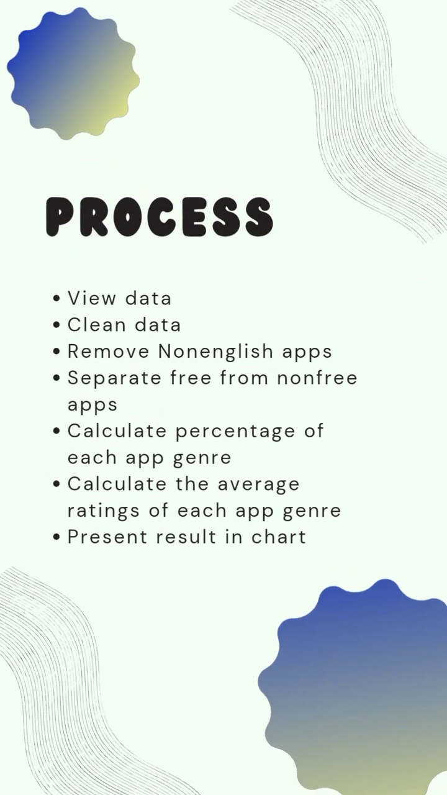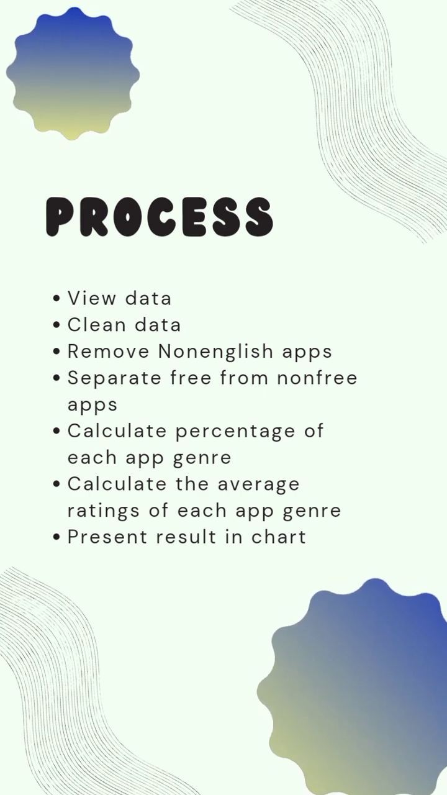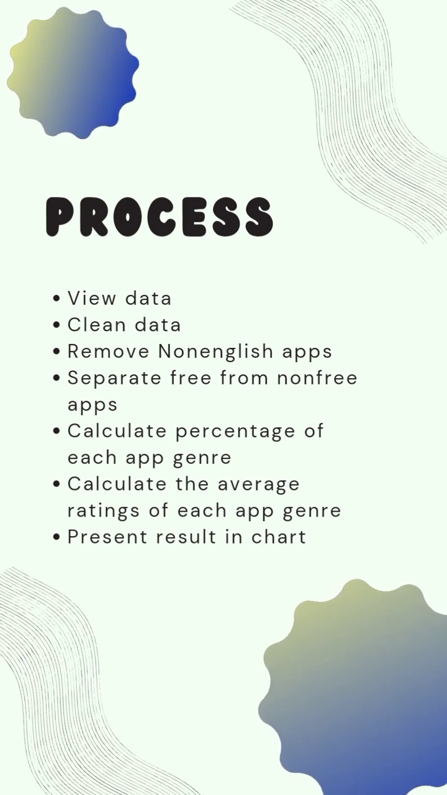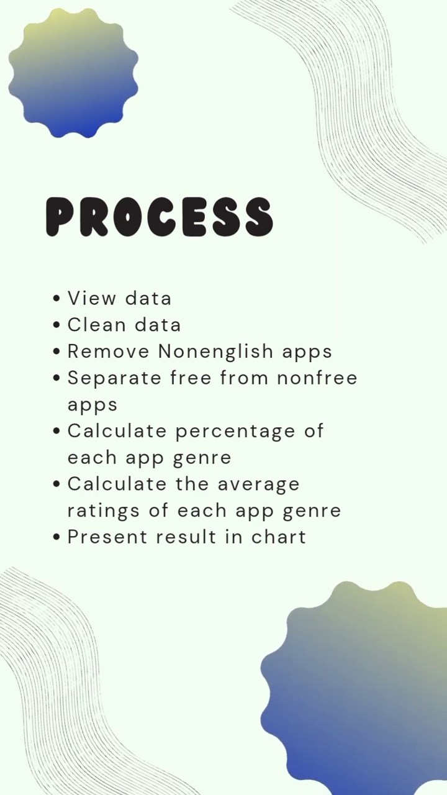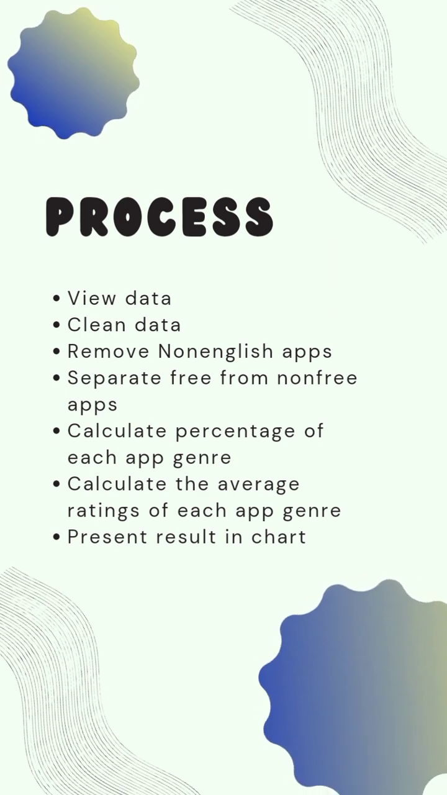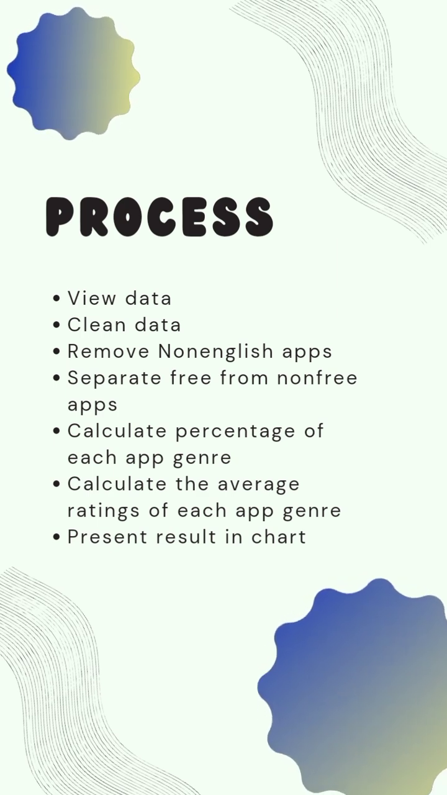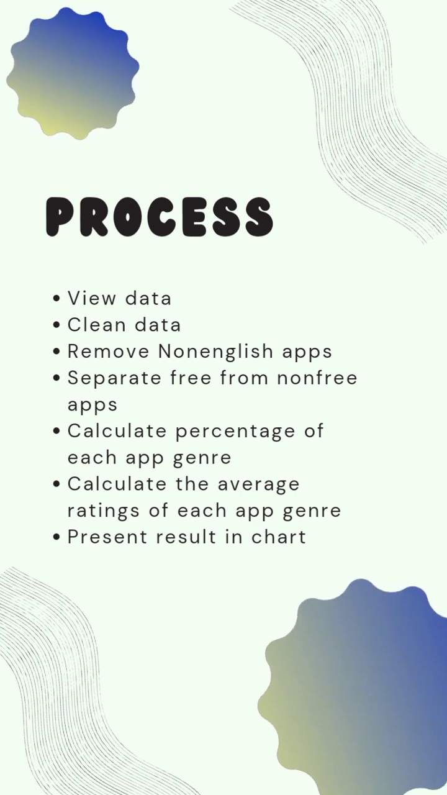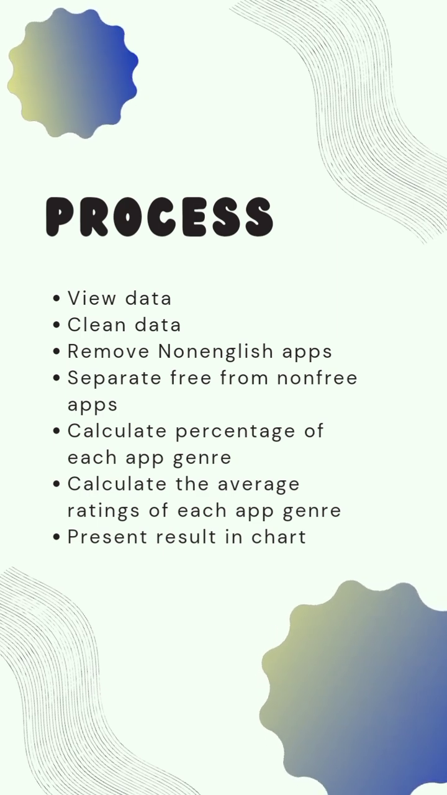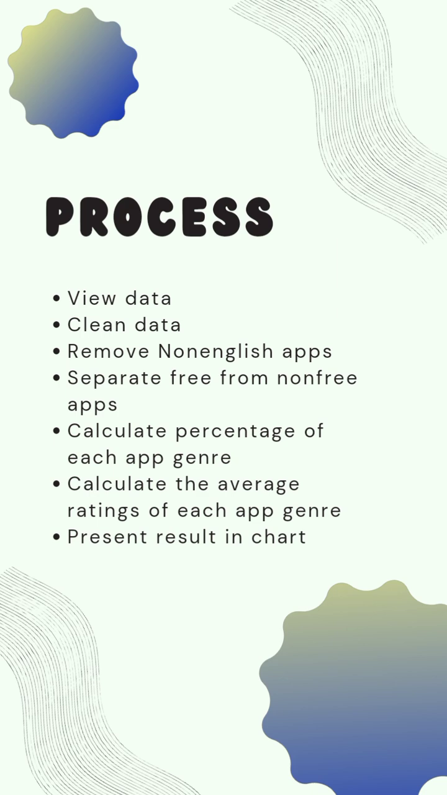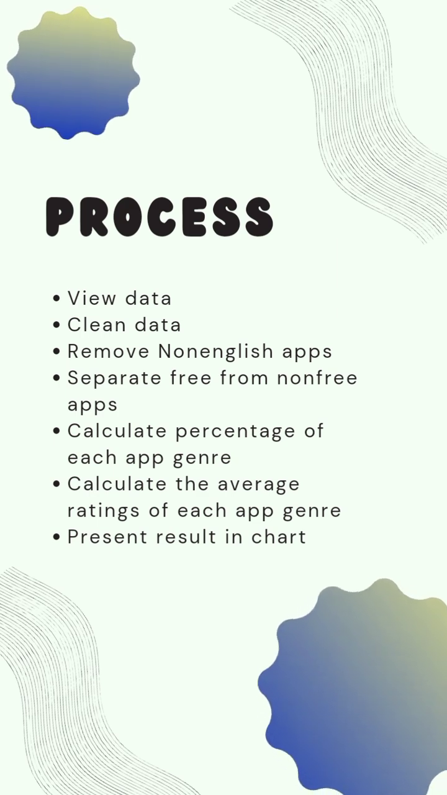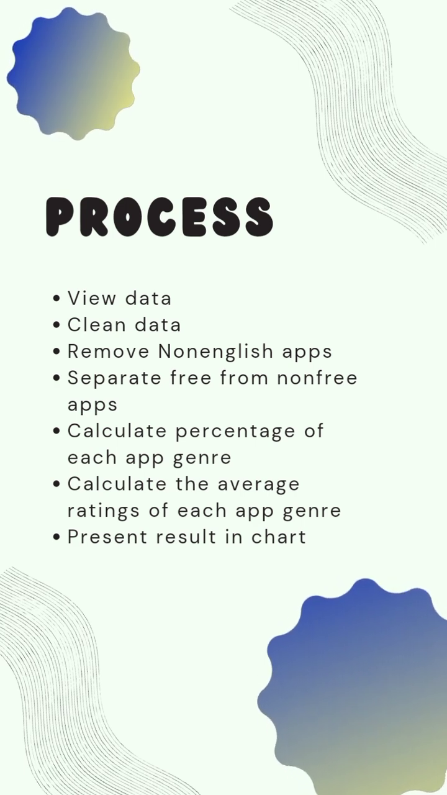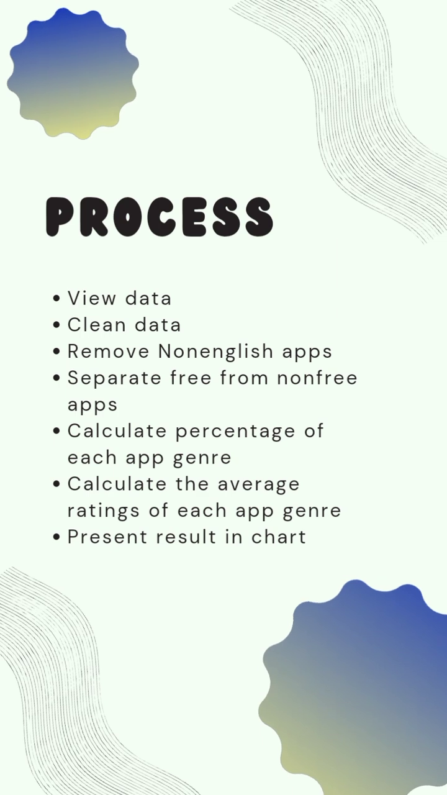The following steps will be followed in analyzing the data. First of all, we'll view the data by opening it and checking what we have on the data. Then we'll clean the data by removing null values and duplicate values. Then we'll remove non-English apps because we are focusing on the English apps. Then we'll separate free apps from non-free apps. After which we'll calculate the percentage of each app genre. We have different genres, we have entertainment, we have games. So we'll calculate for the free and we'll calculate for the non-free. Then we'll also calculate the average rating of each app genre. Then finally, we'll present our results in chart form.